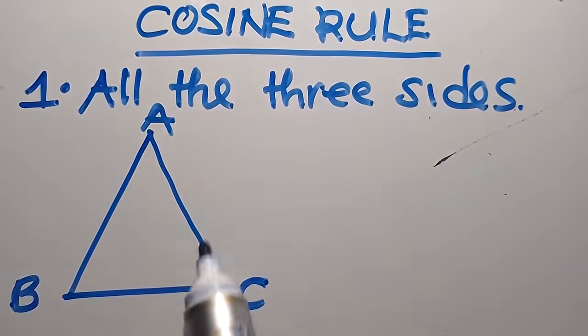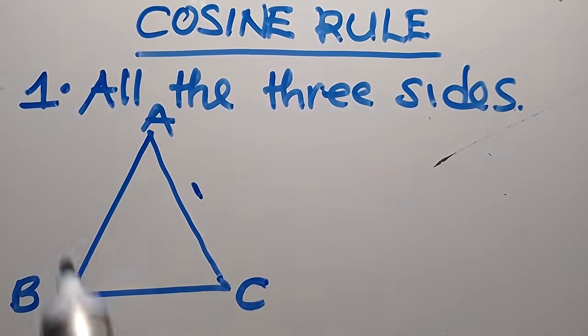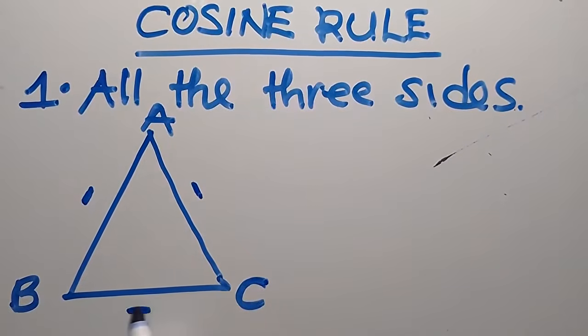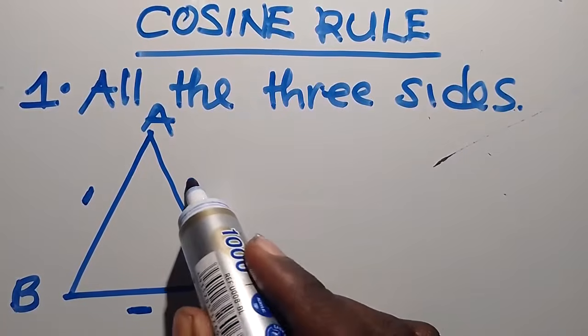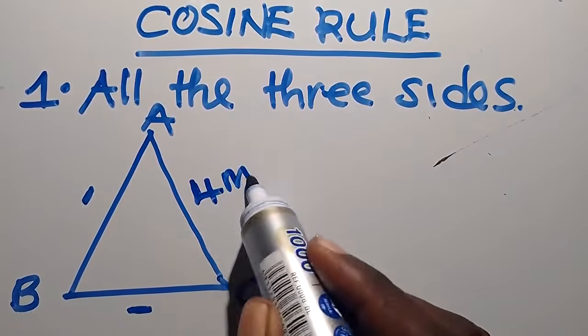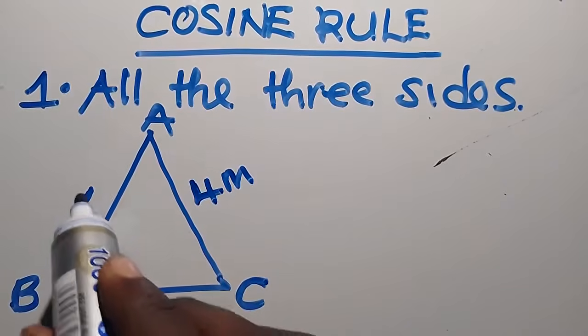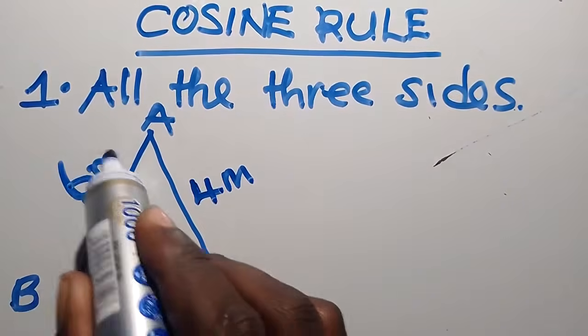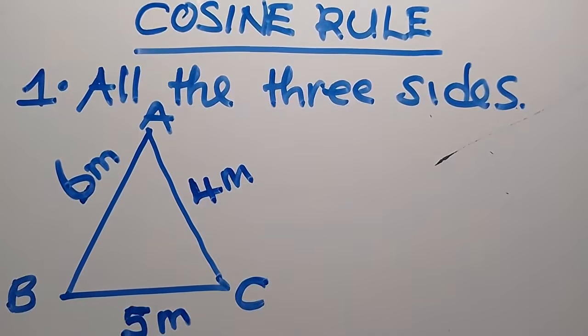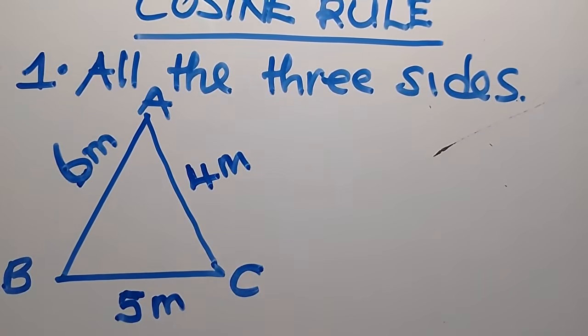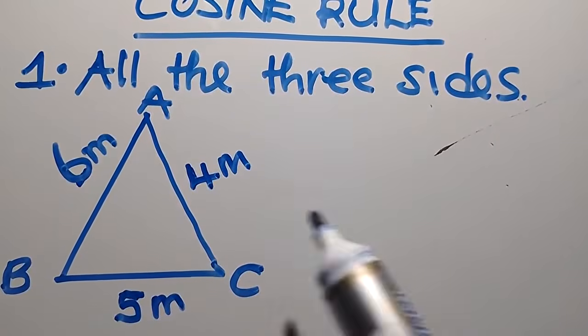Three sides. Here you are supposed to have a side, here a side, and even here we need to have a side. Since I want to make this topic very simple so that we understand, I'm going to put numbers here. Let's say here you are given 4 meters, here 5 meters, and there 6 meters. All the three sides are given. So when all the three sides are given, we are supposed to use the cosine rule.